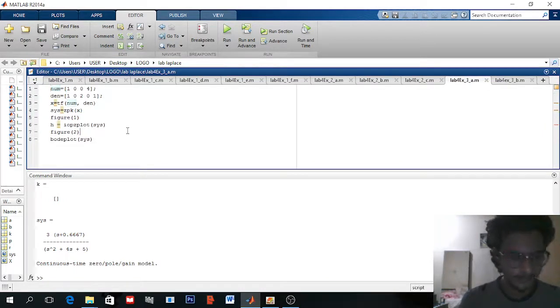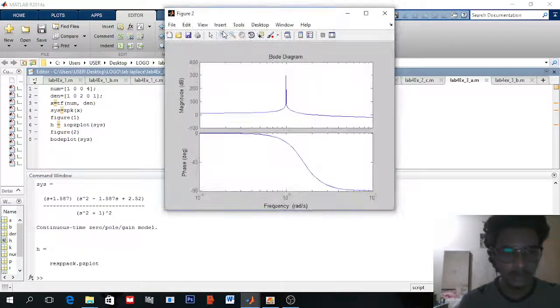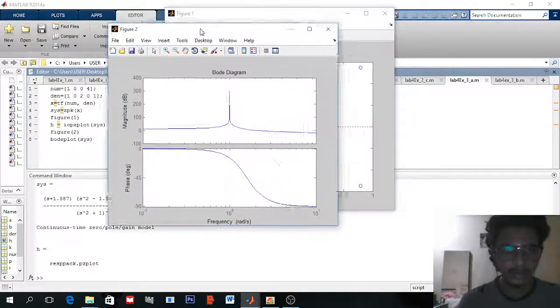Okay, CLC and clear. List out the numerator, denominator. After that, we use the transfer function and mention the numerator and denominator. Now you can see pzplot, bode plot to identify the pole-zero plot and magnitude response. Okay. So you will get the diagram.